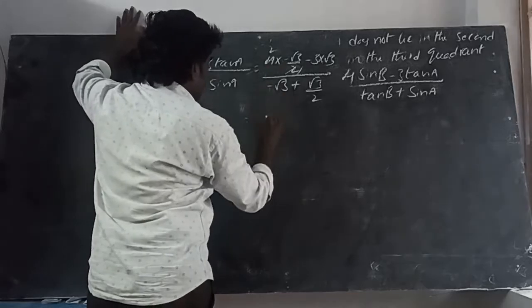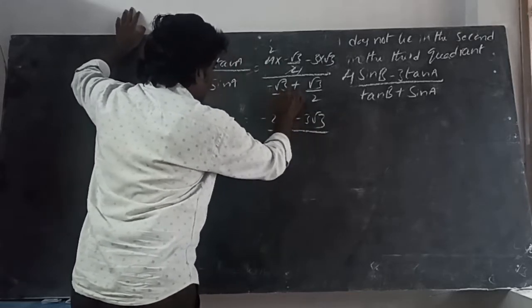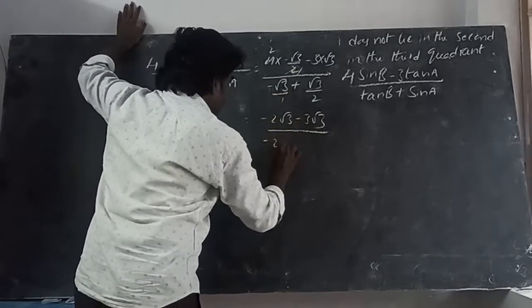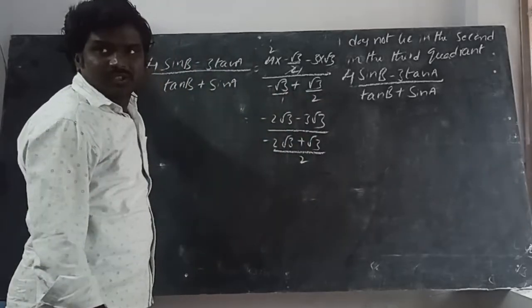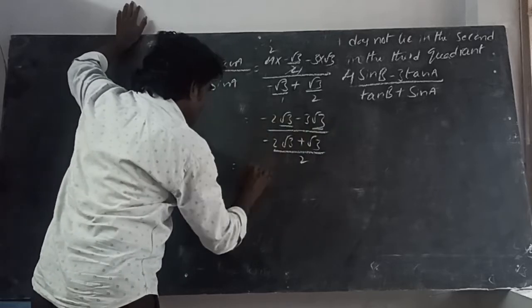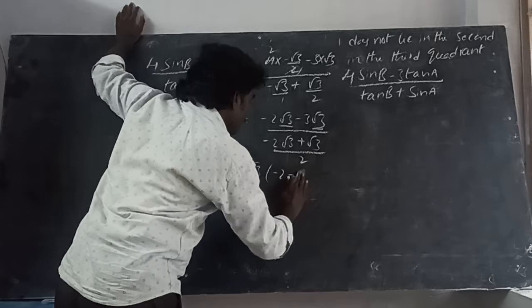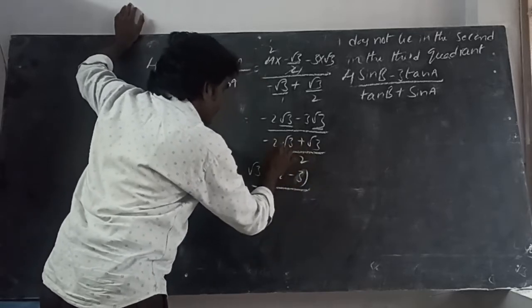Here that is minus 2 root 3 minus 3 root 3 by here whole number. So here we can do the cross multiply, 2 root 3 plus root 3 by 2. Here root 3 is taken outside, minus 2 root 3.